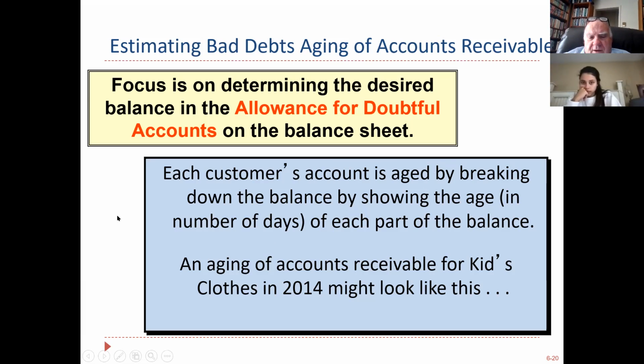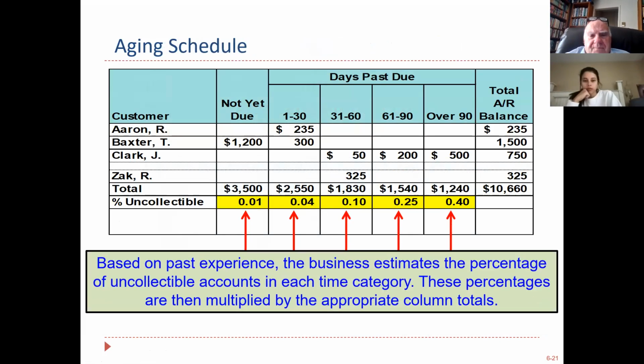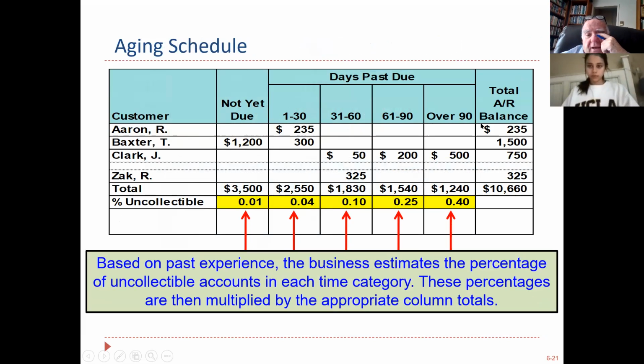Let me show you this way. And here's an aging for Kids Clothes. So here we go. This is the aging. Well, we have a not yet due column, right? 1 to 30 days past due, 31 to 60 days past due, 61 to 90, and over 90. Our total AR balance is $235 for this guy, okay?